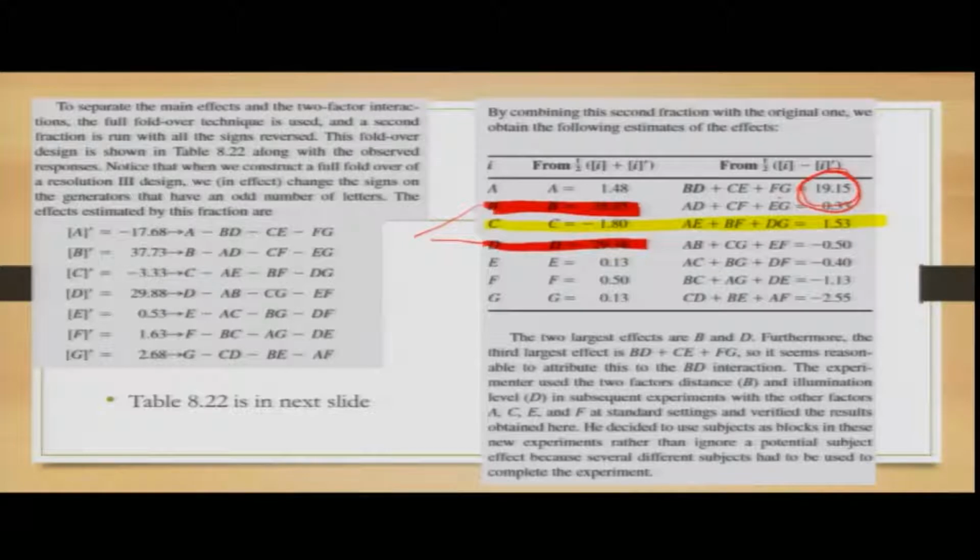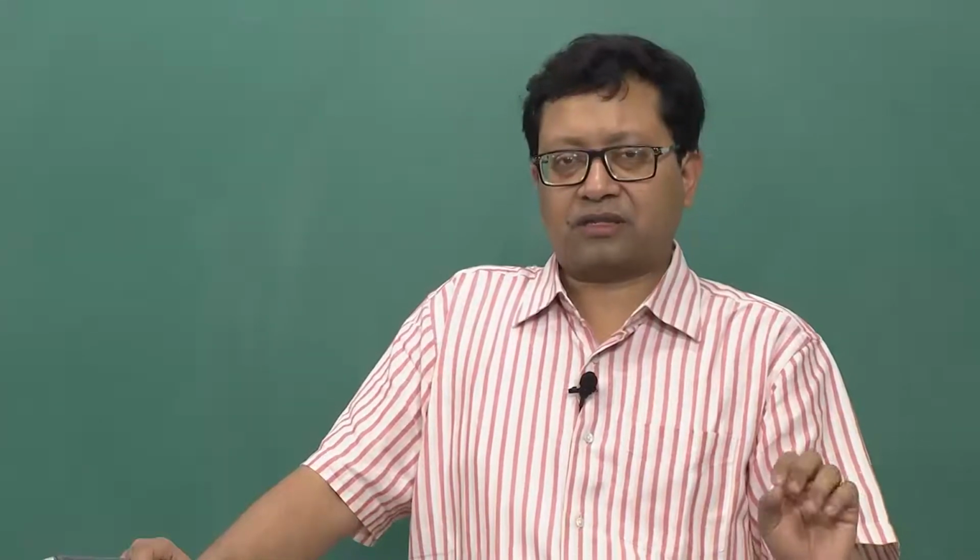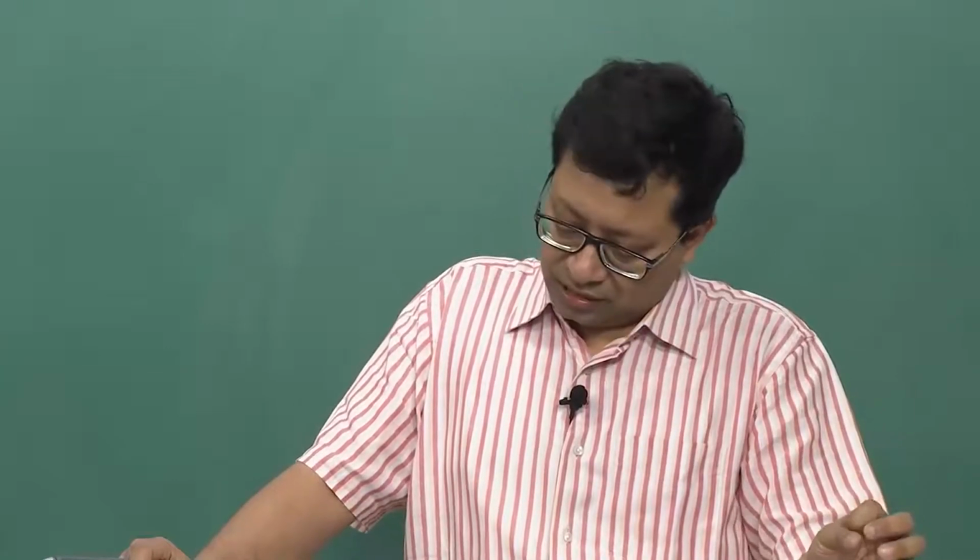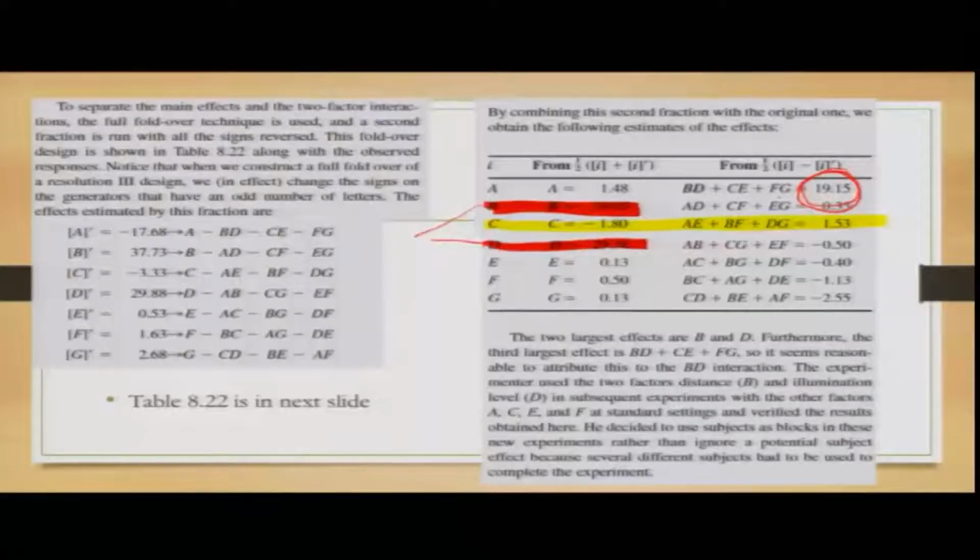So, it seems reasonable to attribute this to the B and D effects, considering that the ranking means what are the effects based on which we consider the overall values. The experimenter used two factors. If you remember and go back to the original slide, distance, resolution, sharpness and size of the objects were considered. So, here the experimenter used the two factors, distance B and illumination D, in the subsequent experiment with other factors, which are A, C, E, F, and found all the effects accordingly.